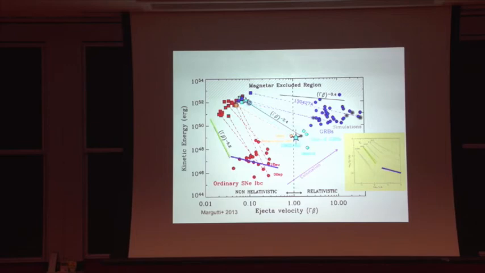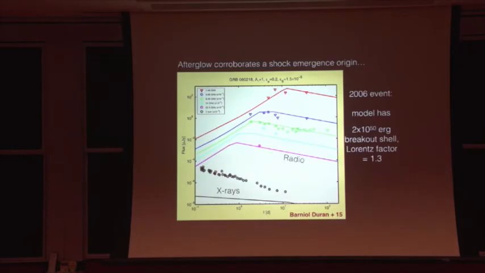So on that point, let me just explain that at the time these observations were taken, it's been proposed that some of these low luminosity gamma ray bursts are in fact the outcome of the photon breakout of a shock at the stellar surface. That model has been applied most successfully by Ehud Nakar and Re'em Sari, who simply say, let's take, for instance, an explosion that produces 2 times 10 to the 50 ergs in material traveling at about a Lorentz factor of 1.3 and see what the photon shock breakout would look like and what the early radio and X-ray afterglow would be like.